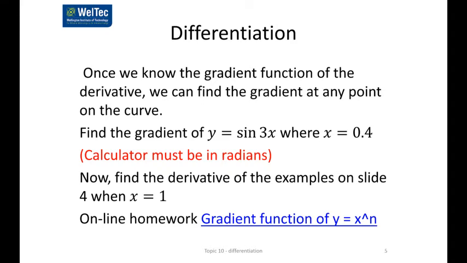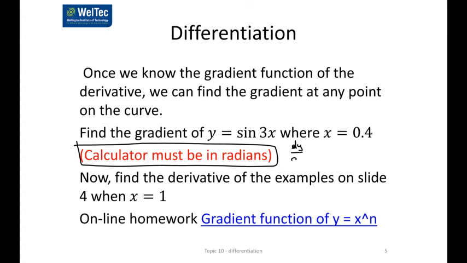Let's have a look at the example here. We've got a function y equals sine 3x, and you're asked to find the gradient where x is 0.4. A big thing here is that your calculator must be in radians when we're doing calculus. So if y equals sine 3x, then the derivative, the rate of change function, is going to be 3 cos 3x, just from our tables.